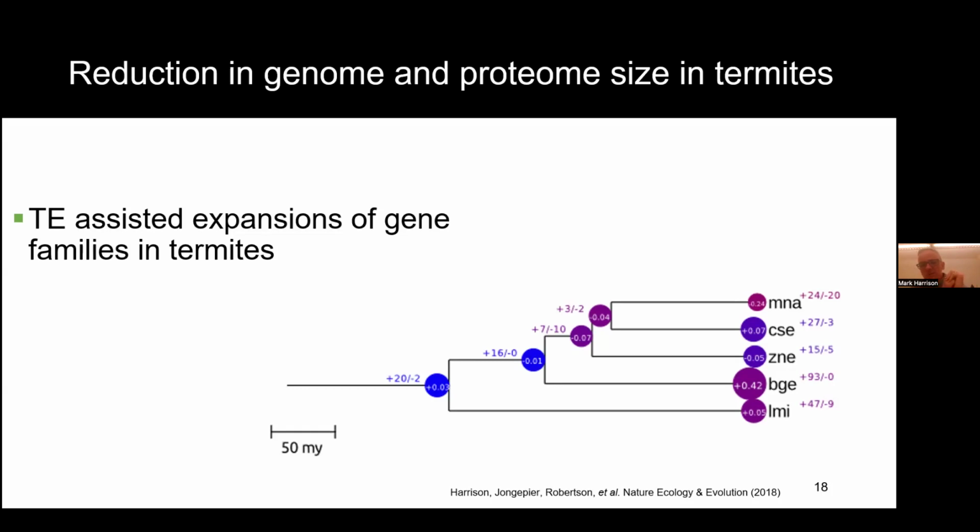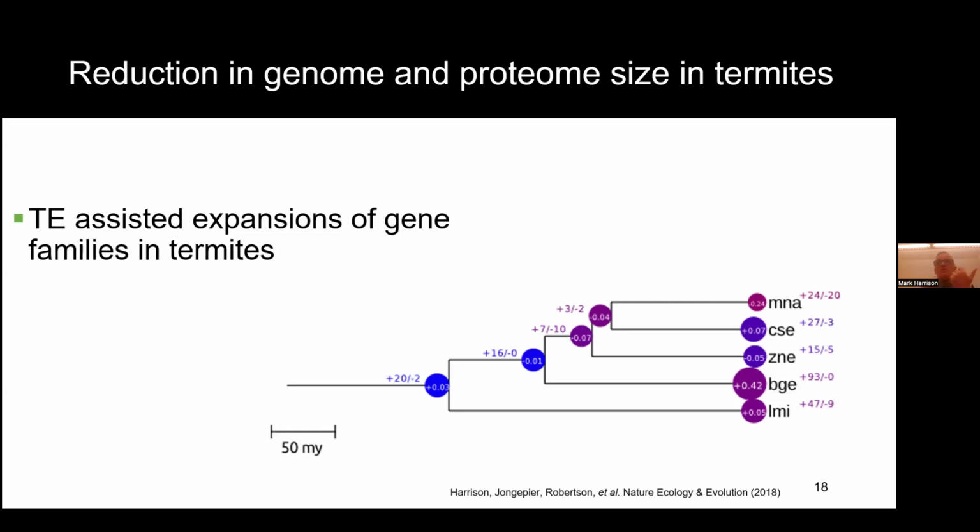in flanking regions. So we saw a significant enrichment of TEs in these gene families compared to those that were expanded, for example, in the cockroach. So we have TE activity being important for novelty here.